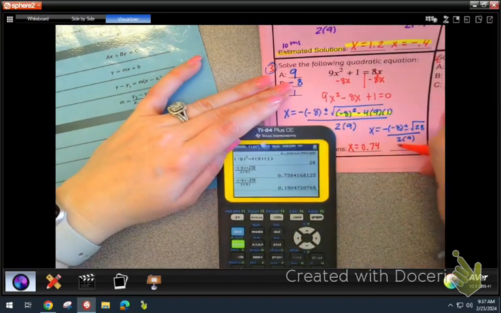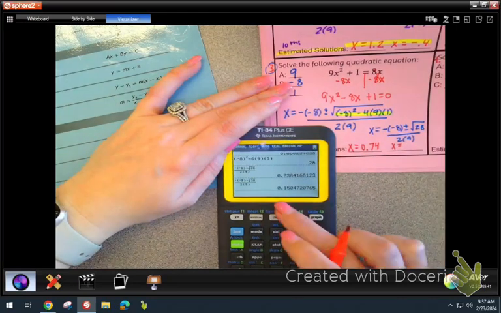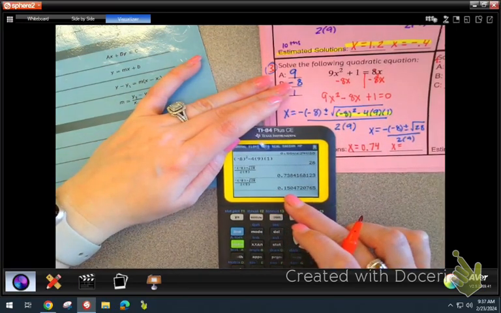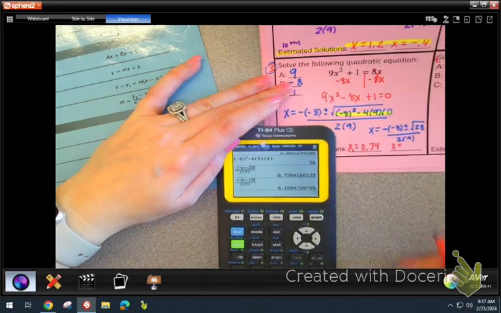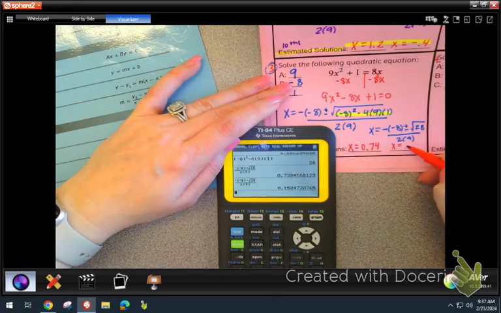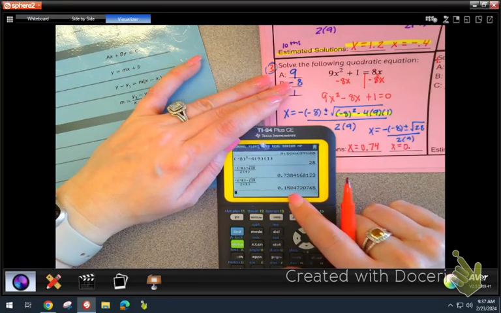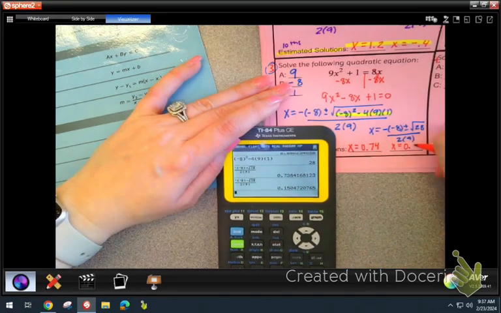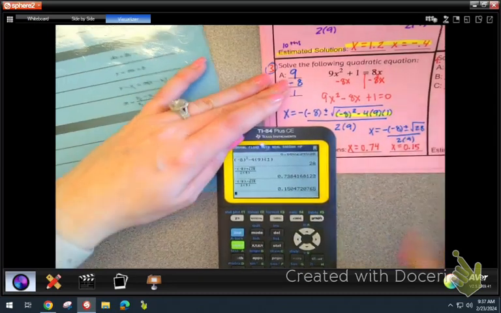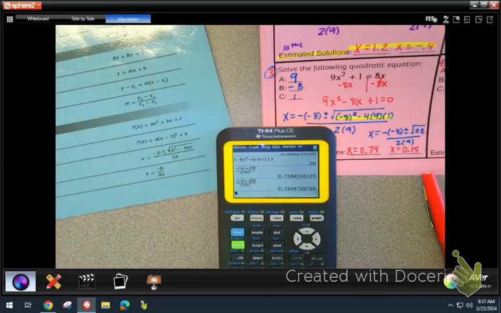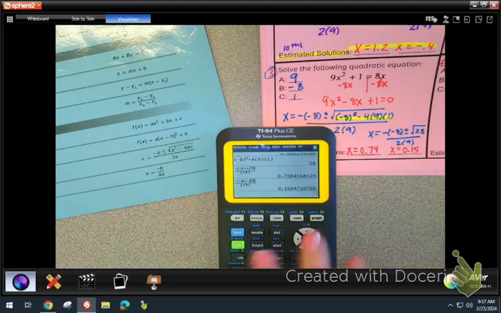The other solution is going to be x equals 0.150. How's that round to the hundredths? Okay, look at the third. Does a 0 round up the 5? 0.15. Okay? So I want you guys to do 2 and 4 on your own.